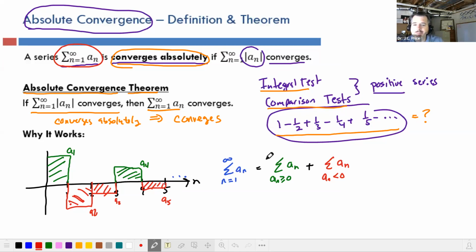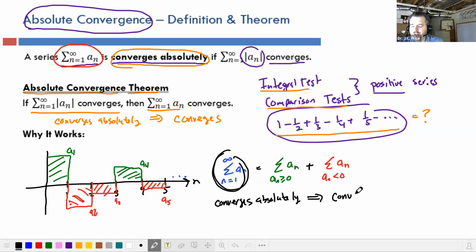Now I claim that if we assume this thing converges absolutely, it should clearly imply that this sum here is also going to converge.